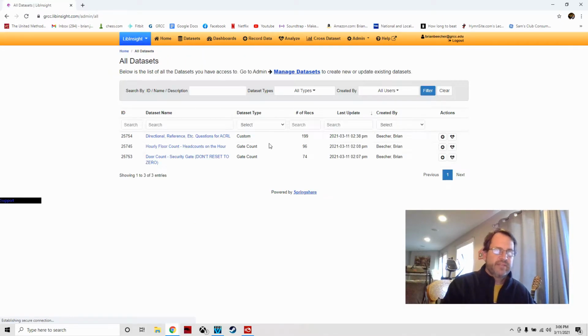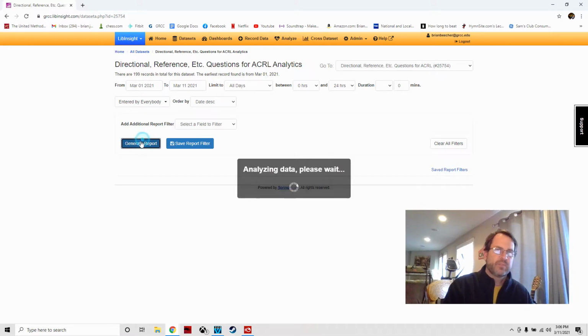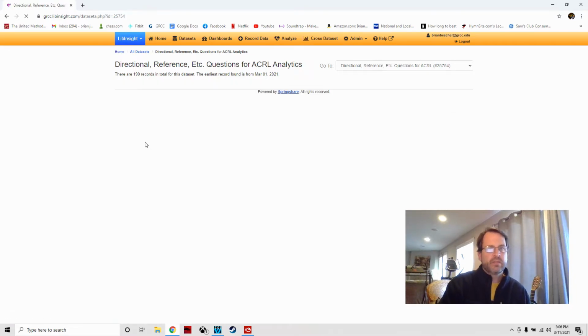So I'm going to go back to the data sets, and you'll see again this is directional reference, etc. questions. I'm going to go over here to where it says analyze this data. So we click on that. Now I want to see what the questions were that we got. Some of us have been putting in some of our data beginning in March. So I want to see what we have in this and generate a report on what has been submitted so far. So I hit generate report.